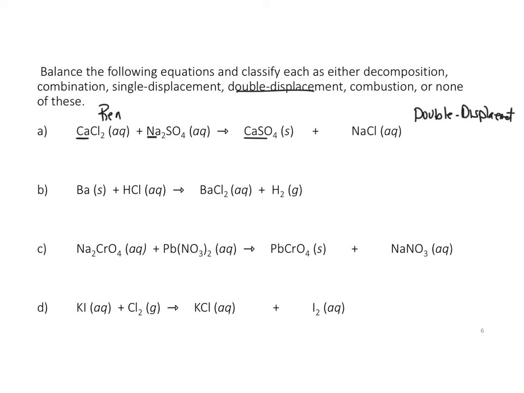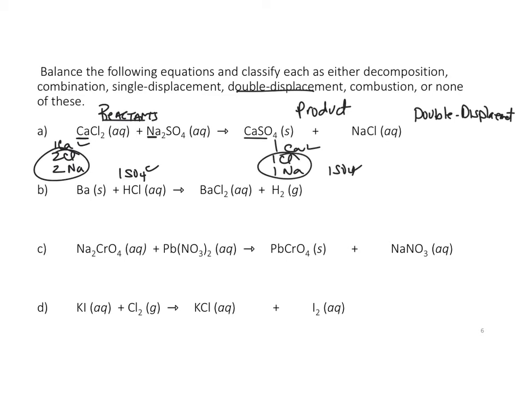And then here's your reactant side, and here's your product side. We have one calcium, two chlorine, two sodium, and one sulfate. And we're going to keep those polyatomic anions together. Here we have one calcium, I like to keep them in order, one chlorine, one sodium, and one sulfate. So the sulfate and the calcium are okay, but we need to balance these. If you put a 2 in front of the sodium chloride, now you have 2 chloride and 2 sodium, 2 chloride and 2 sodium. So that is how we balance that.